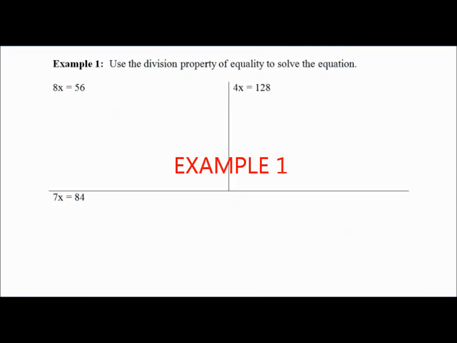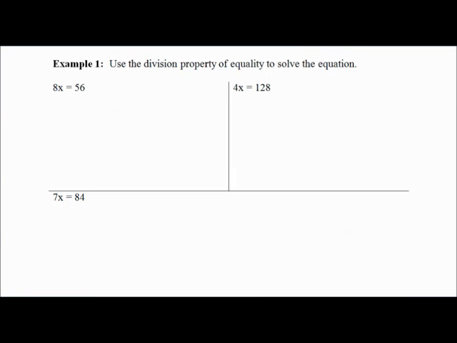Example 1. Use the division property of equality to solve the equation. Well, the first equation that I have in this example is 8x equals 56. This term 8x is the same as saying 8 times x equals 56. So this is a multiplication problem: 8 times some number equals 56. When I'm solving an equation, I know that my goal is to isolate the variable. So that means I need to get rid of this 8, and we're going to use inverse operations in order to do so.